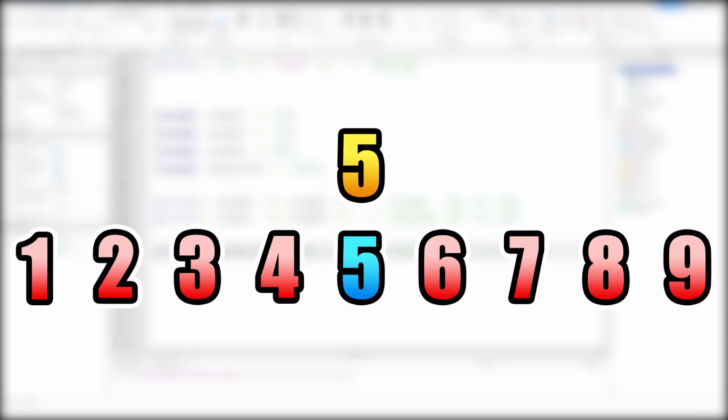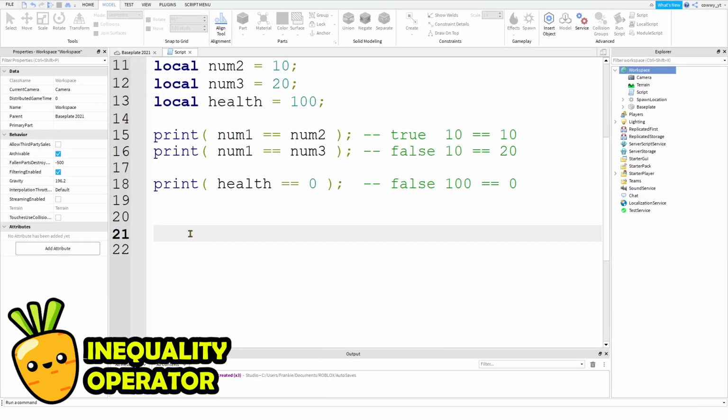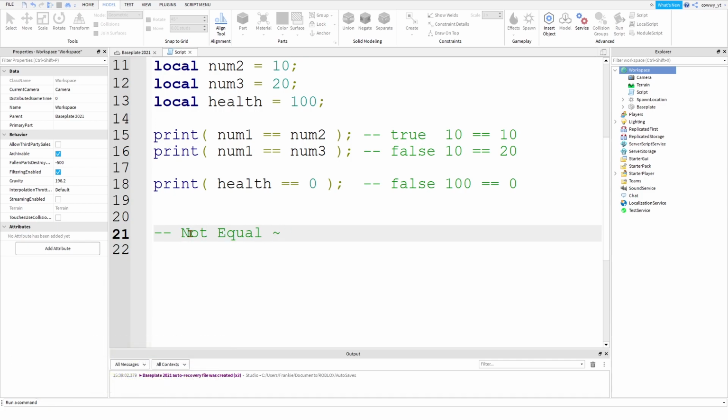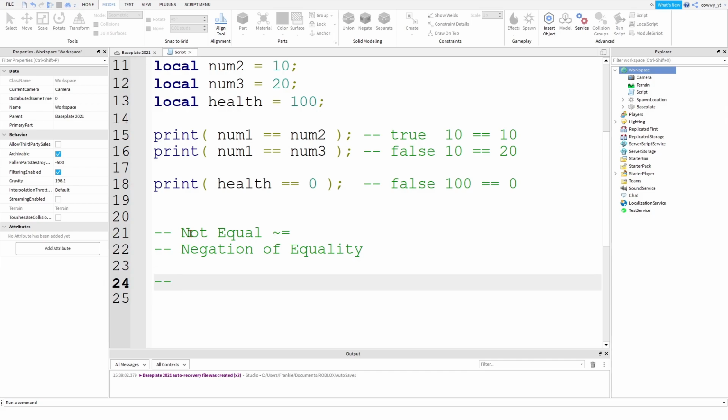If you look at this number scale here, you can see visually how it works. If I have a number 5, it will match exactly 5 and the rest of the numbers are ignored. Now, what if I don't want to check for equality? What if I want to check something that is not equal? Then we'll use this symbol here with the wiggly lines and equal. This is called negation of equality. It compares two values and sees if they are not equal.